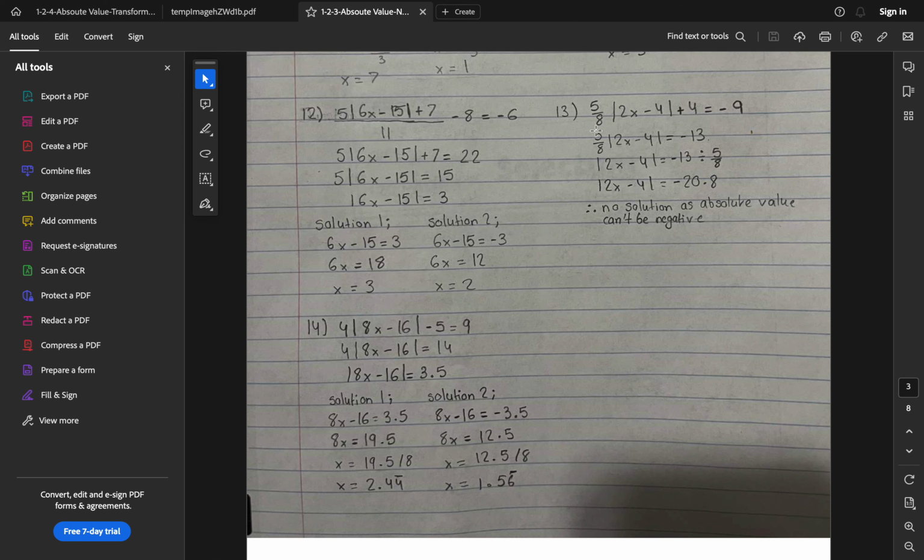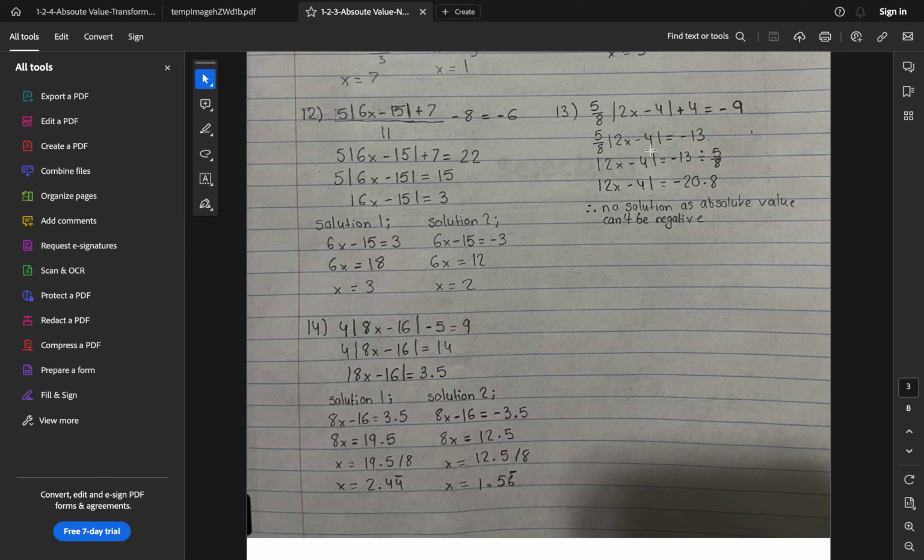Question number 13, we have 5 over 8, right? Absolute value of 2x minus 4 plus 4 is equivalent to negative 9, right? Once again, we isolate by subtracting 4 on both sides. Yep, we get 5 over 8.